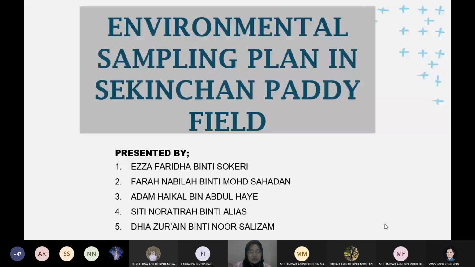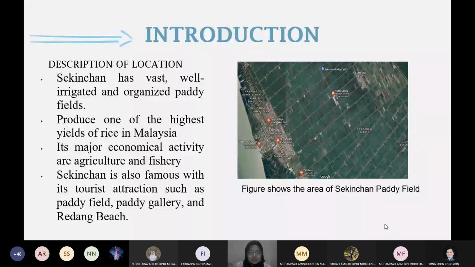Sekinchan is notable as one of the major rice suppliers in Malaysia. In Sekinchan, there is a vast, well-irrigated and organized paddy field. In fact, it produces one of the highest yields of rice in Malaysia. Agriculture and fishery have been known as their major economic activities. It is also famous for its tourist attractions such as the paddy field itself, the paddy gallery and Redang Beach.